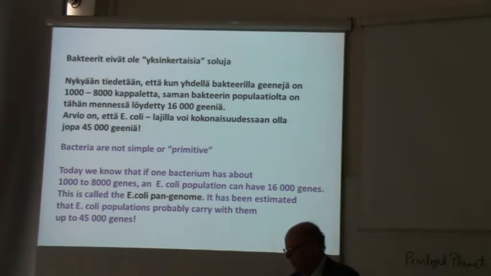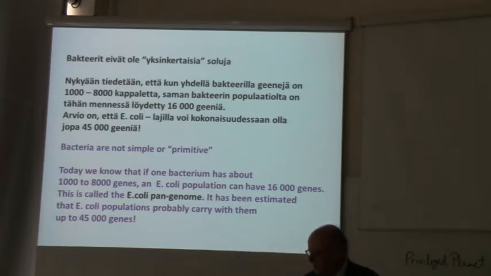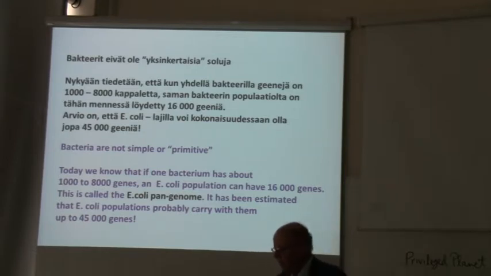Today it has been estimated that the E. coli populations probably carry with them up to 45,000 genes. How many genes does a man have? 45? No, 19,500. It's going down, down, down, down. Twice as many genes in an E. coli population altogether as we do. So lift your hat to the E. coli. Very interesting thing. So all the old concepts, like claiming that bacteria are simple or primitive, they are wrong. They are not true. This just shows how science goes forward.